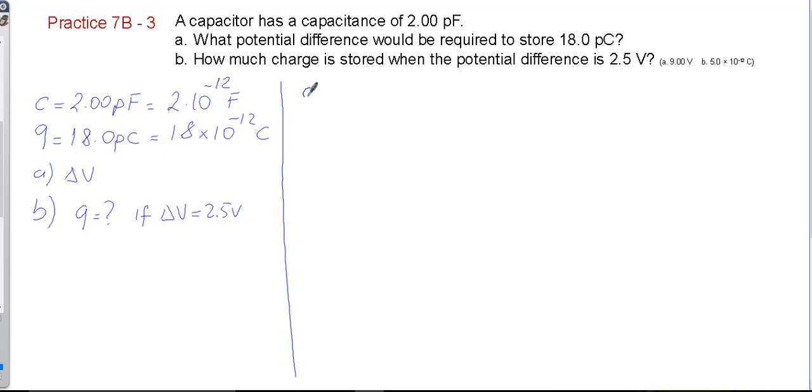Let's do A, it's easy. Delta V wanted. Remember, C is equal to Q over V, so V is equal to Q over C. Delta V is equal to the charge, given 18×10^-12 coulomb, divided by 2×10^-12 farad. Then the 10^-12 cancel each other. Delta V will be 9 volt.